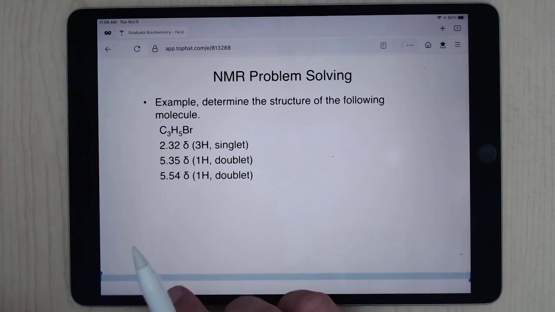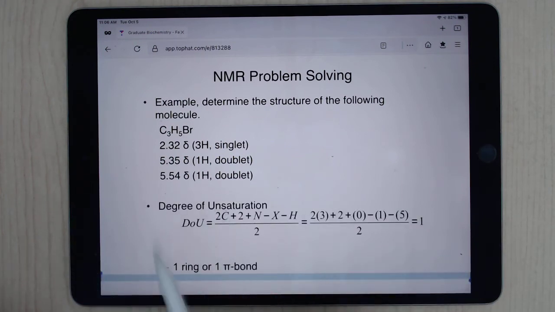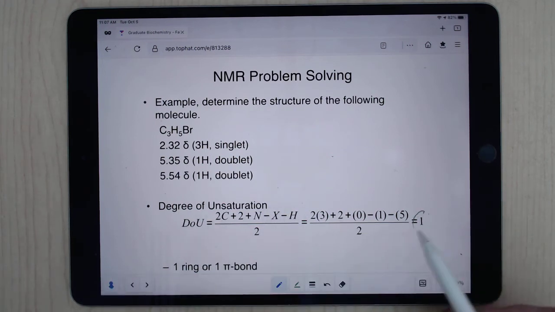The first thing we're going to want to do is a DOU calculation. If we run this, we're going to get 1. At this point we don't know if it's a ring or a pi bond, but we know there's something in there. It's not just going to be a normal straight chain alkane, so that gives us a heads up.